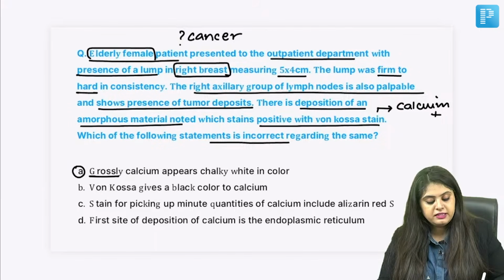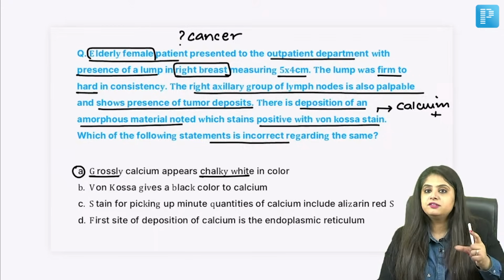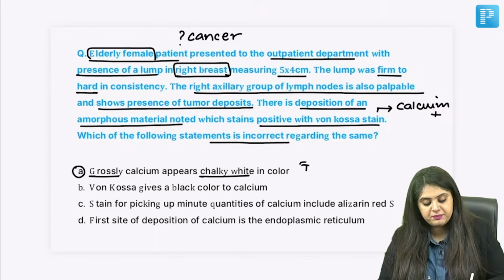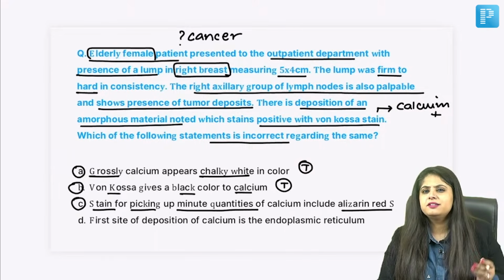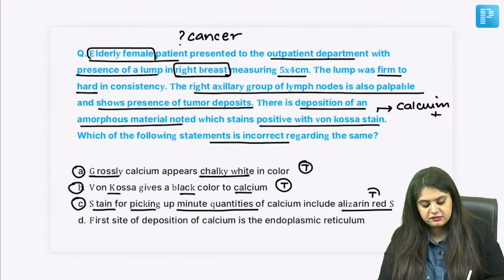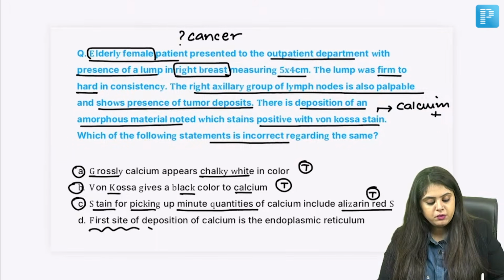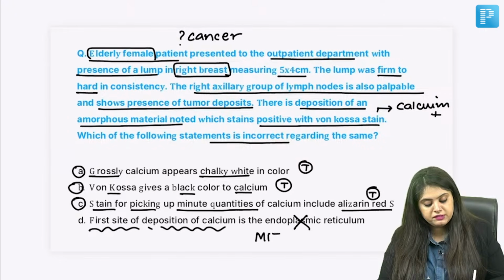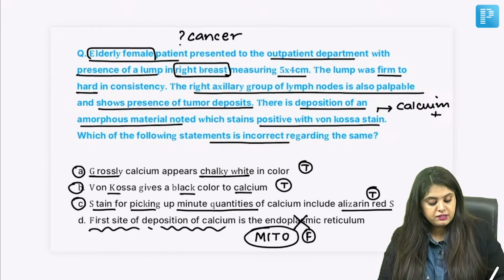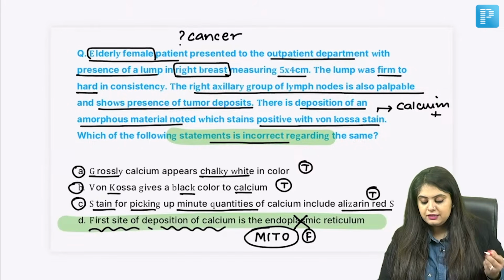Number 1, grossly, if you see calcium with your eyes, does it look chalky white in color? Yes, ma'am. Does von Kossa give black color to calcium? Yes, ma'am. Is the stain for picking up minute quantities of calcium alizarin red S? Yes, ma'am. First site of deposition of calcium, is it endoplasmic reticulum? No, you cannot miss the hero of the story. The first site of calcification is mitochondria. They asked you the wrong statement. Option D is the wrong statement.